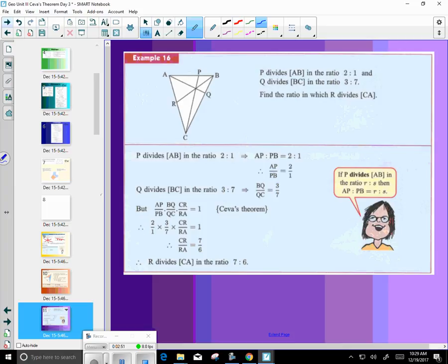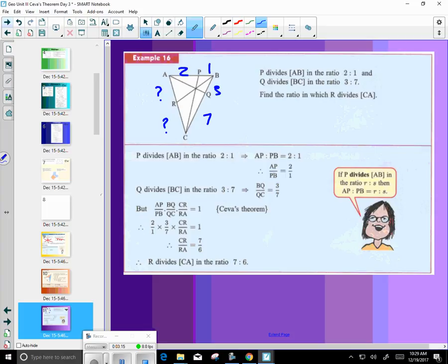Example 16: P divides AB into 2 to 1. Now be careful. Usually you can go by what the visual is. AP is obviously 2 and PB is 1. And then for BC, it's going to be 3 to 7. Find the ratio of where R divides CA.